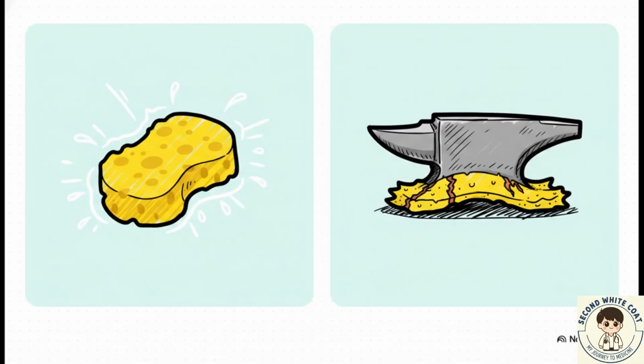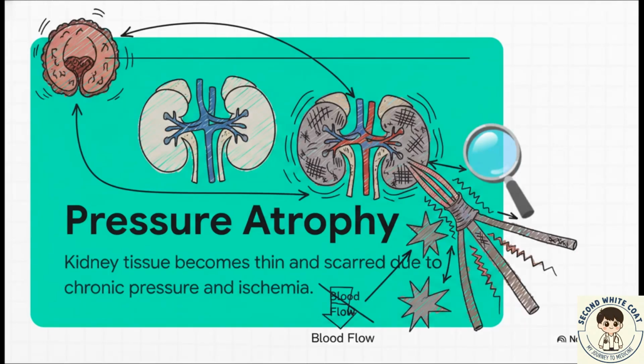Think of stepping on a sponge. If you give it an acute squeeze, the sponge rebounds quickly once you step off. But chronic compression, like we see in untreated, long-standing BPH, is an entirely different story. If you leave a heavy weight on that sponge for years, it leaves the tissue thin, scarred, and permanently damaged. And this brings us to the core pathology.